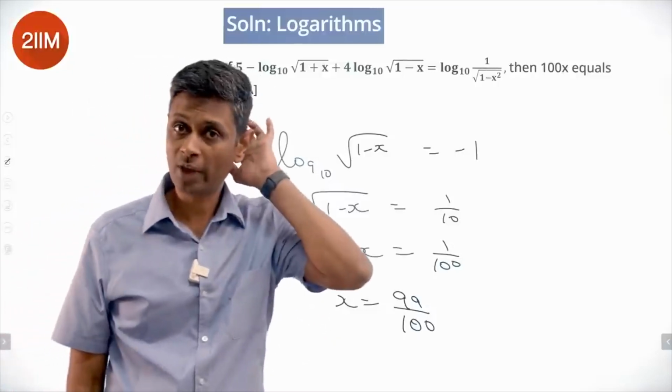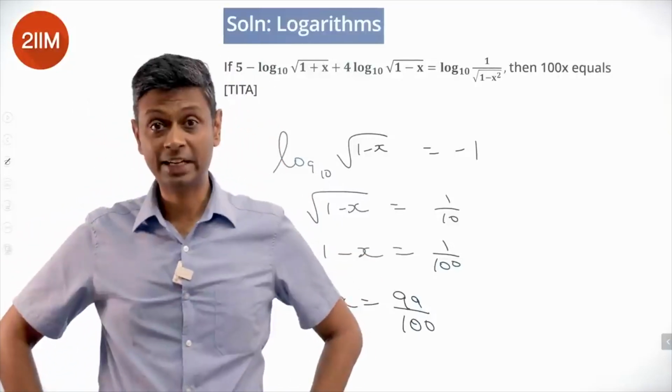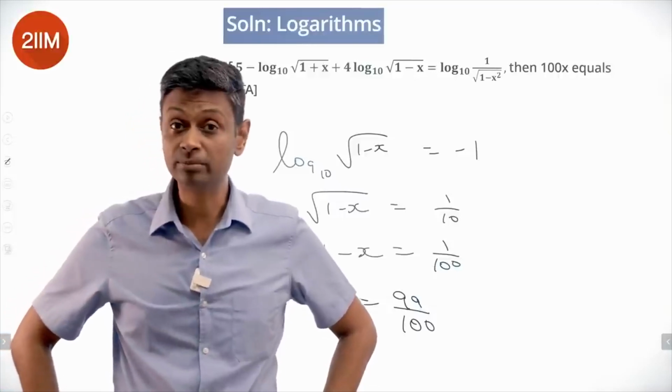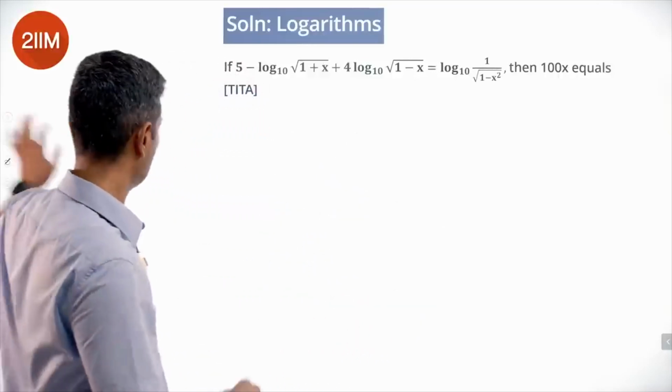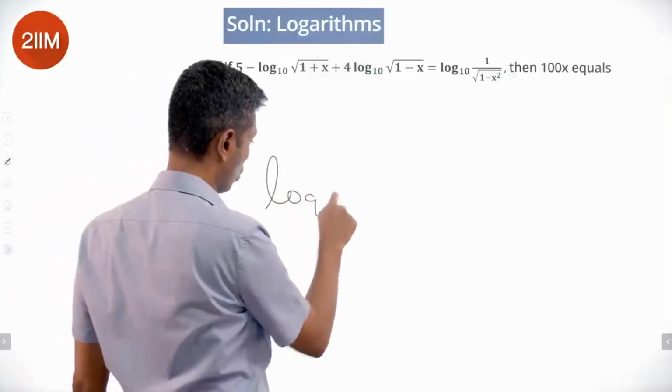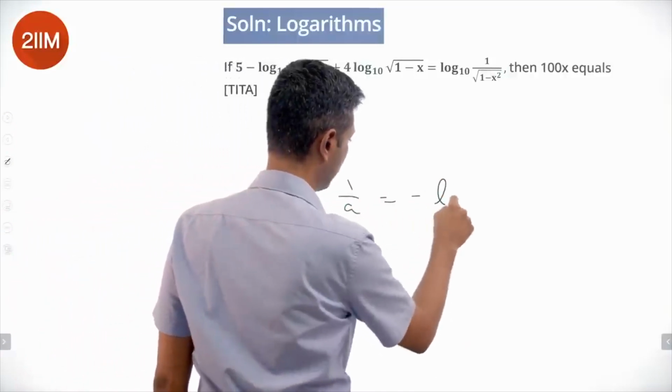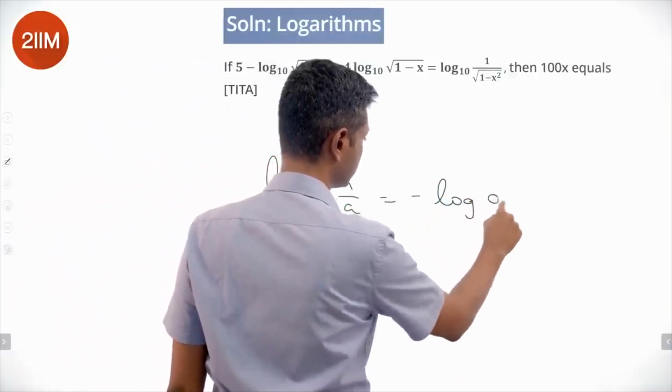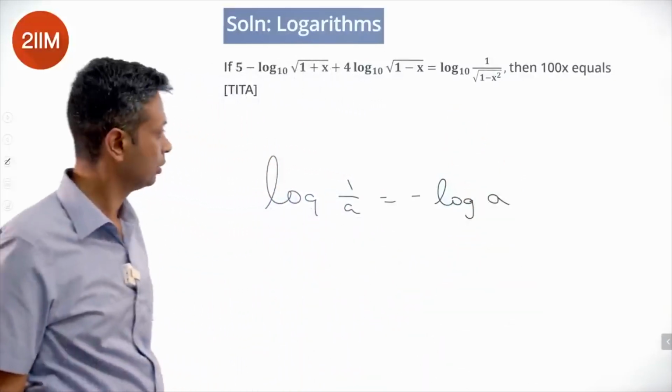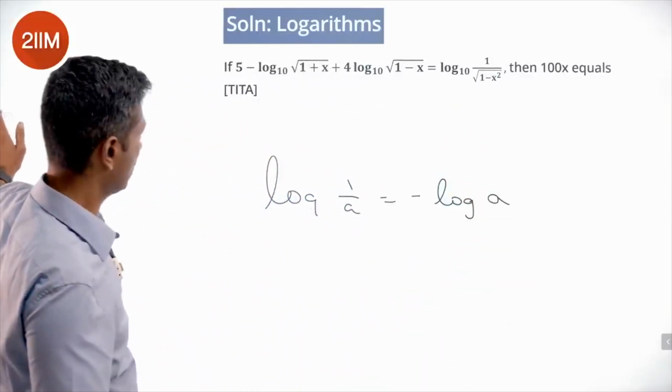We're using two ideas. Log AB is log A plus log B. Next idea, log of 1 by A is minus log A. Right, so log 1 by A is minus of log A. Log AB is log A plus log B.